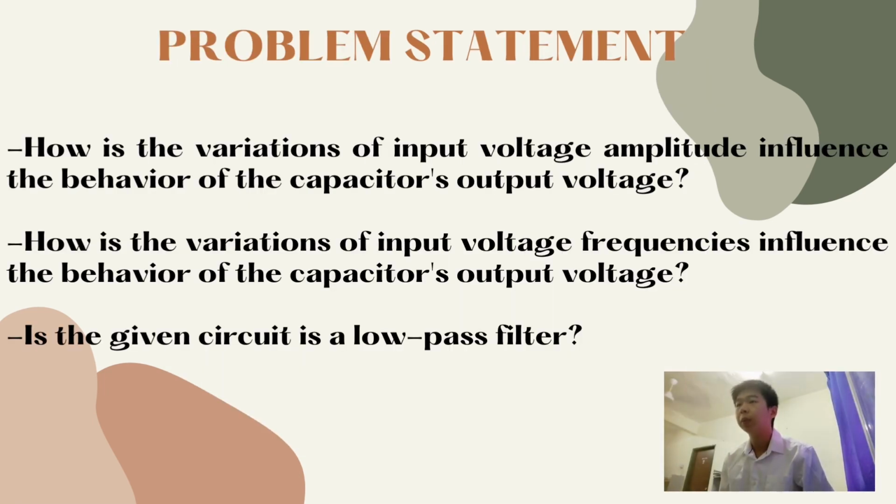Next, I'll move on to the problem statement. Firstly, how does the variation of input voltage amplitude influence the behavior of the capacitor output voltage? Secondly, how does the variation of input voltage frequencies influence the behavior of the capacitor output voltage? And lastly, is the given circuit a low-pass filter?